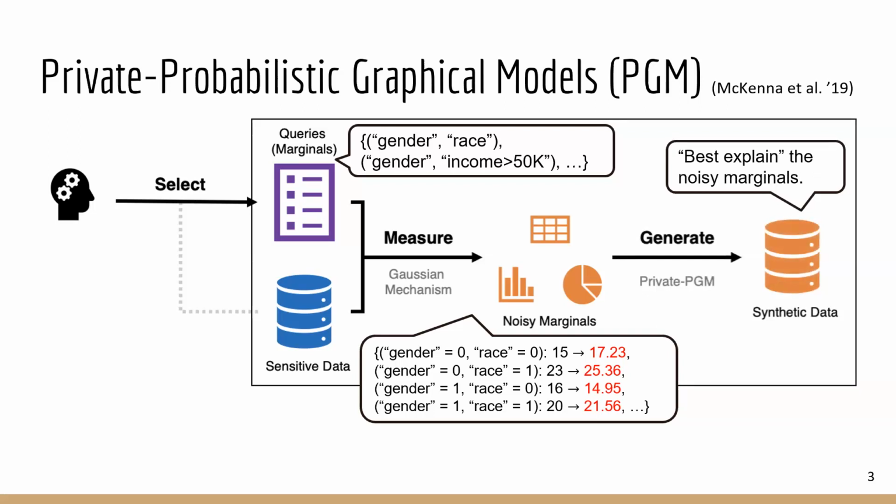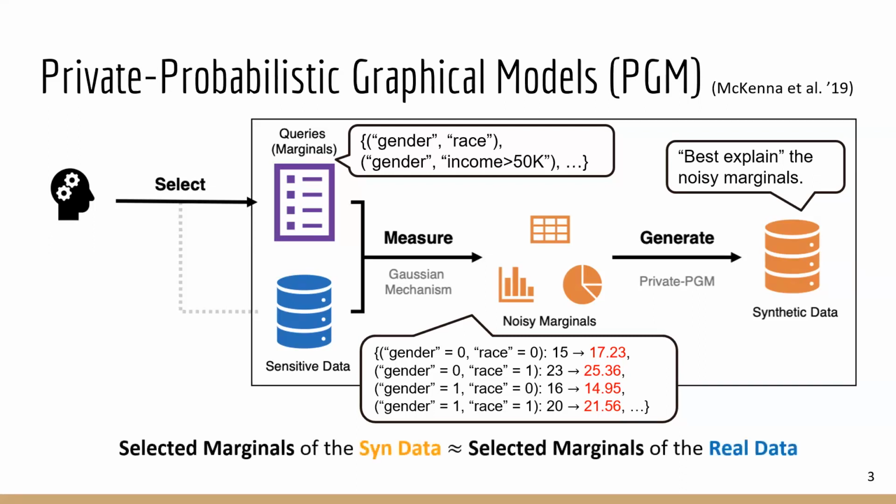In the final step, you generate the synthetic data using just the noisy marginals you generated. Due to post-processing, your synthetic data will preserve the same privacy guarantee. So roughly the idea of this select, measure, and generate paradigm is that the selected marginals of the synthetic data roughly equal the selected marginals of the real data.